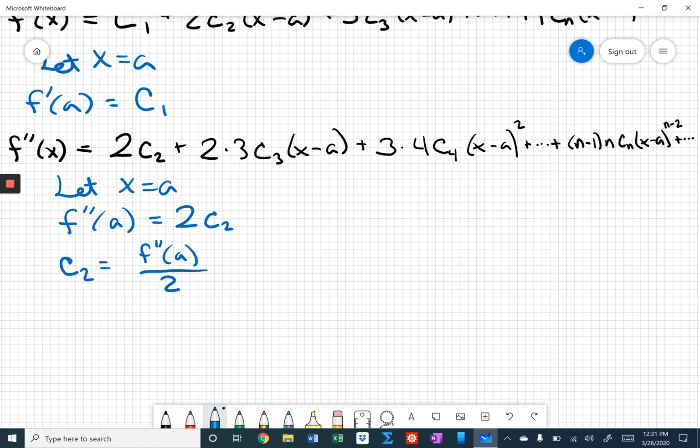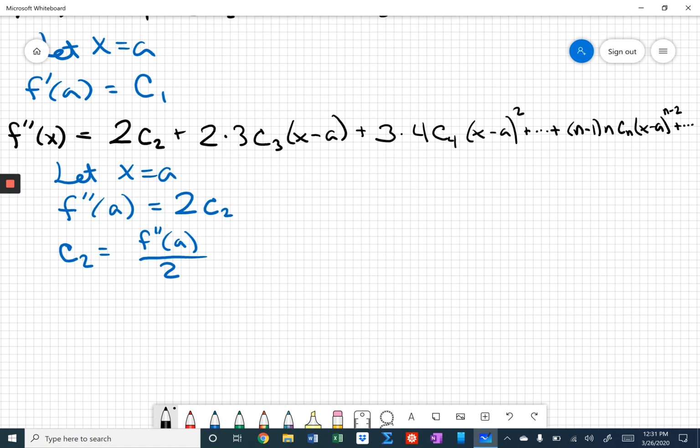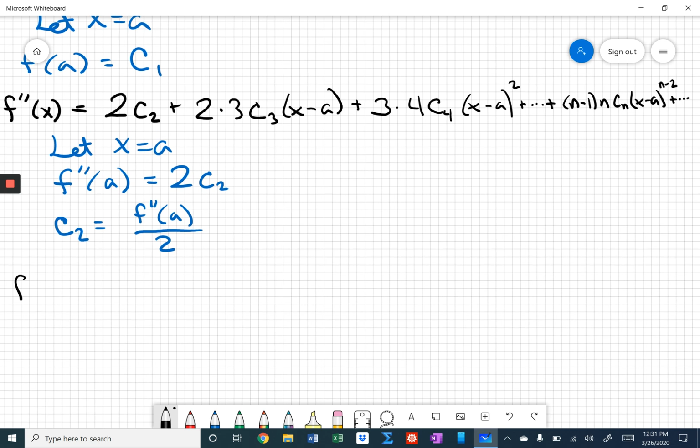I encourage you to try to guess what c sub 3 is going to equal, and after your guess, try to make it as general as possible so you can see what the rest of them might look like. And if you can't guess it correctly, that's okay. We're going to work it out, and you'll be able to see it. All right, f triple prime of x. Got to keep going here until we can see the pattern.